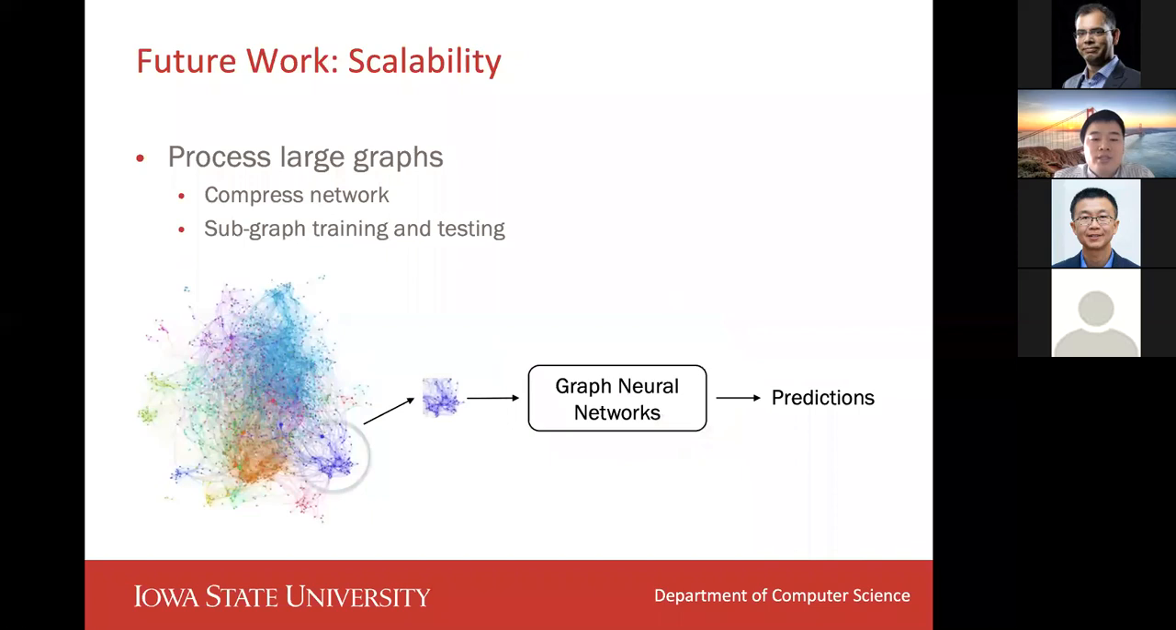The second direction is subgraph training. When facing a large graph, we can partition this graph into small subgraphs, and then we feed these subgraphs into a graph neural network for training and testing. In this way, we can process arbitrarily large graphs in parallel and make predictions. So you can see that this method can solve the problem fundamentally. But the challenging part is how to effectively partition the graph. When we use a subgraph for training and testing, we want it to contain enough information such that our graph convolutional networks can work as usual. This is a very challenging part of this future work.